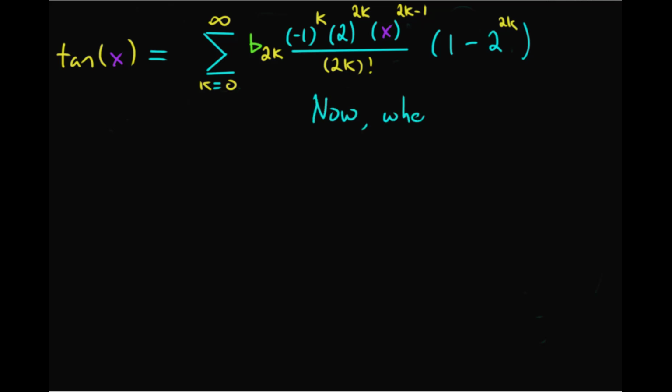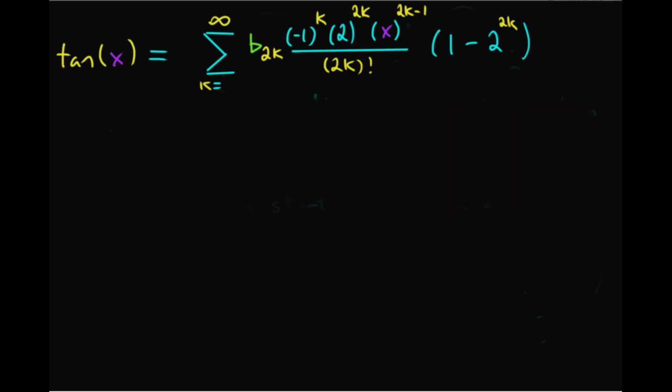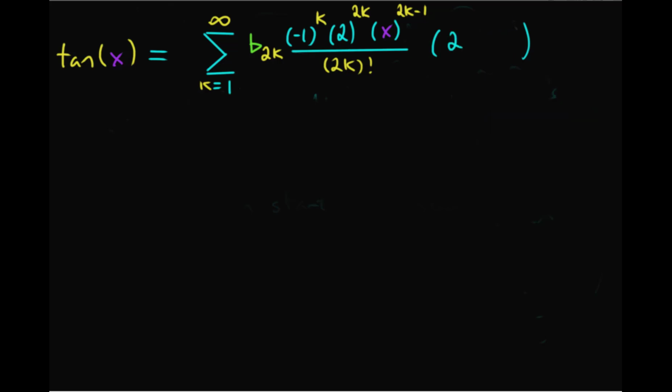Now, when we look at this sum, when k equals 0, the term 1 minus 2 to the 2k just equals 1 minus 2 to the 0, which equals 1 minus 1, which equals 0. So we might as well start our summation indexed from k equals 1 to infinity instead of from k equals 0 to infinity, because the k equals 0 term just equals 0. Another cosmetic change I'd like to make to this sum, that 1 minus 2 to the 2k factor, that's going to be a negative number. So let's just factor out a negative 1 and switch the order of those terms. So that factor will then become 2 to the 2k minus 1 times negative 1.